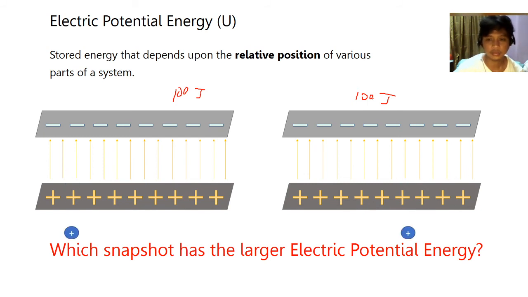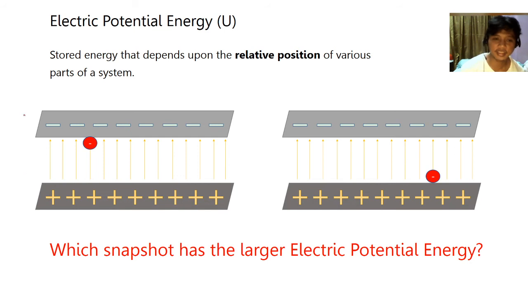Oh, sorry. Don't ignore that movement. So here, which snapshot has the larger electric potential energy? And the correct answer is the left charge. I hope you're getting it now.